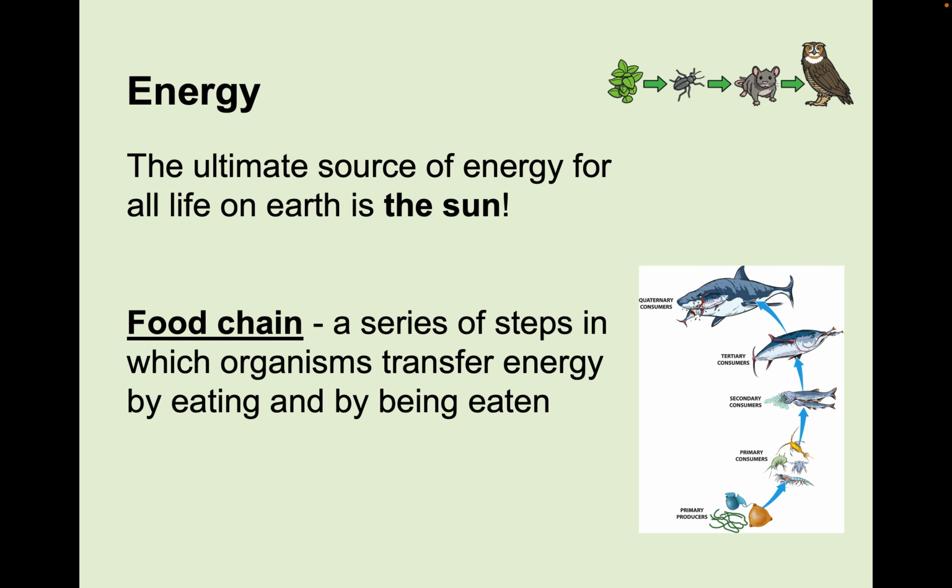The ultimate source where all energy comes from on Earth, at least for living things, is from the sun, photosynthesis. So, how do we get from the sun to you? It's a food chain. It's a series of steps where organisms are transferring energy by eating or by being eaten, or both, depending on where you're at in the food chain.